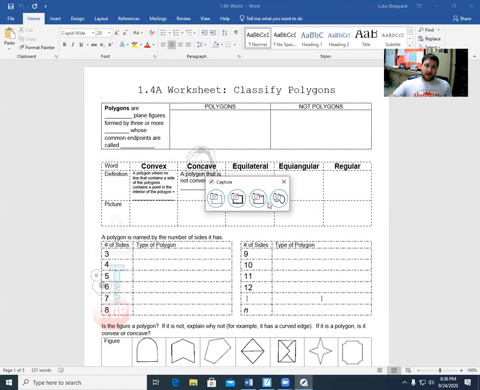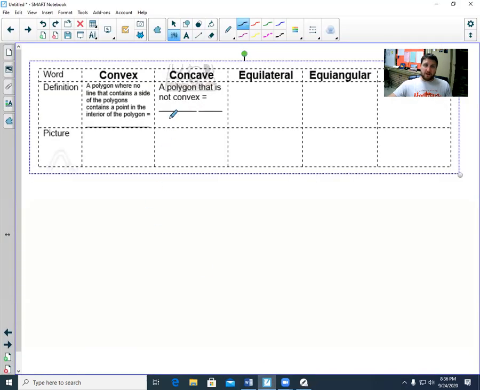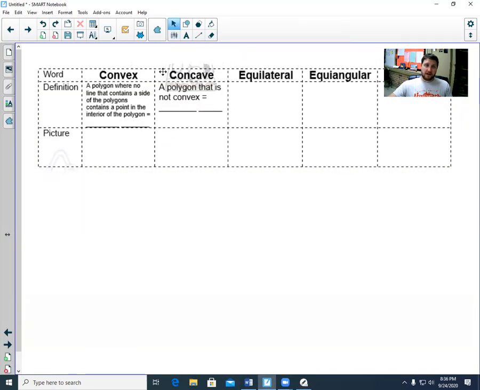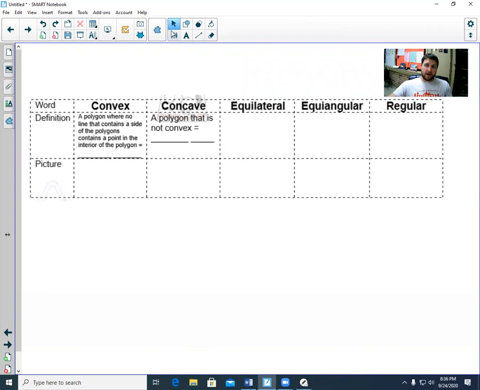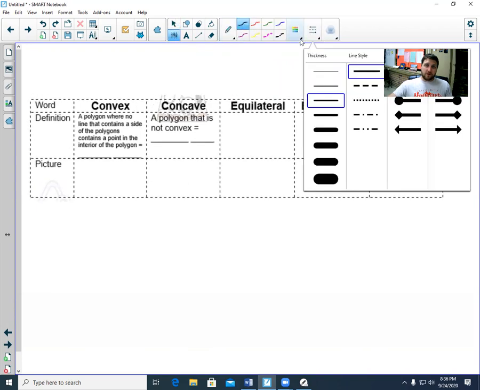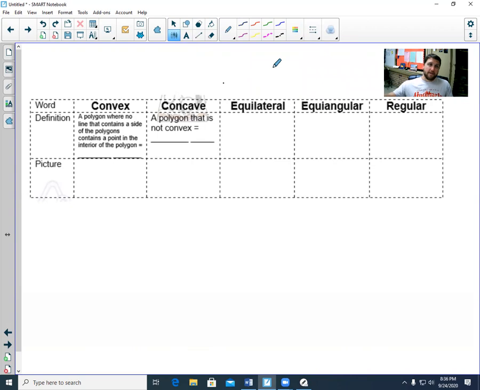I'm going to use my drawing tool so that hopefully it makes it a little easier to see than my normal handwriting would. So I'm going to change the thickness of my line here. A convex polygon is a polygon where no line containing a side of the polygon contains a point in the interior of the polygon. Okay. So basically, the way that we would write this or call this is a convex polygon.